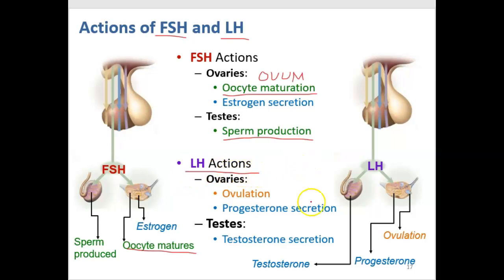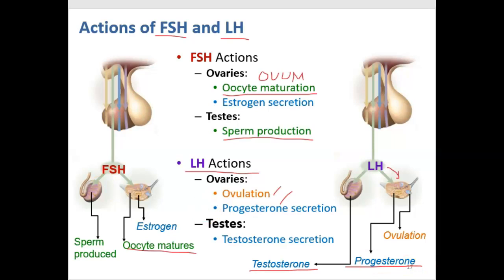Luteinizing hormone is a little bit different. Luteinizing hormone acts on the ovary to release the ovum and to make a progesterone hormone, and it causes the testes to release testosterone.